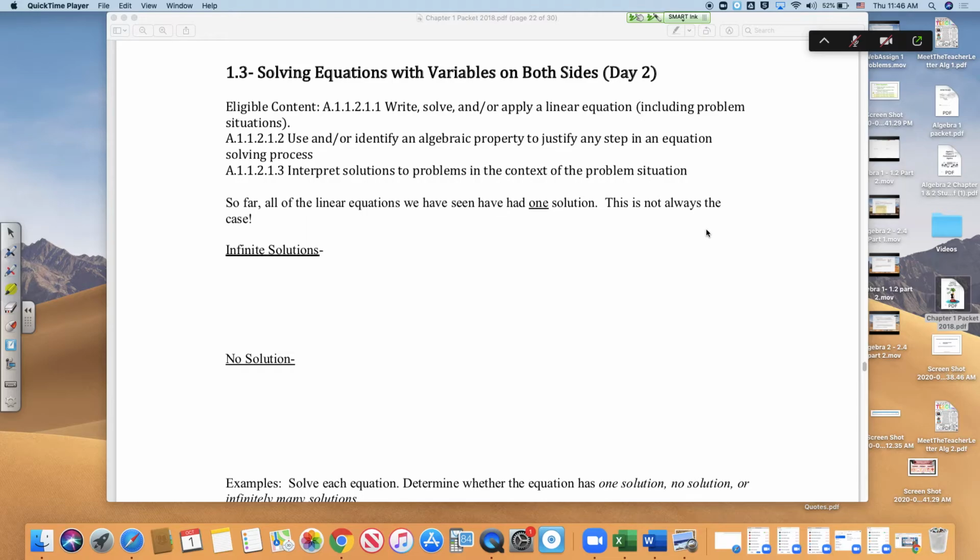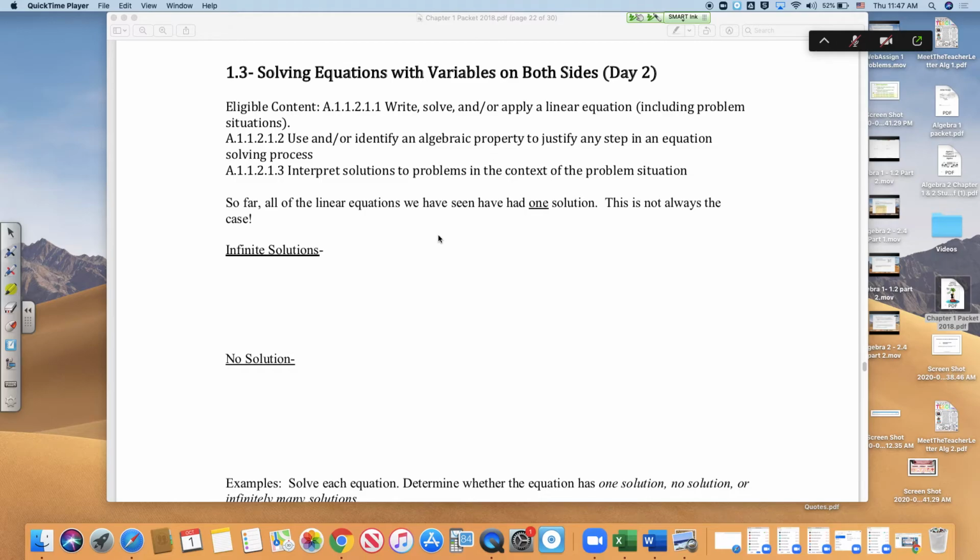All right, now it's time to move on to the next section. Section 1.3, solving equations with variables on both sides, day 2. Now we are going to look at linear equations that don't have just one solution. So far, all of the ones we saw had exactly one solution. But there are two other types of equations that have different solutions. One of them is infinite solutions. This is when equations are equal and they are always true.